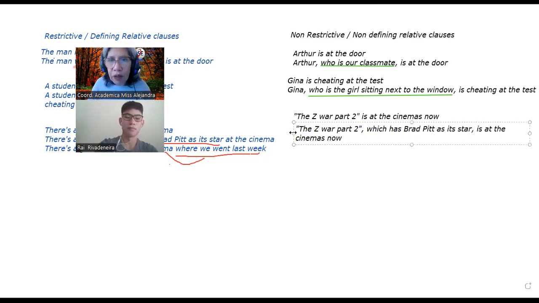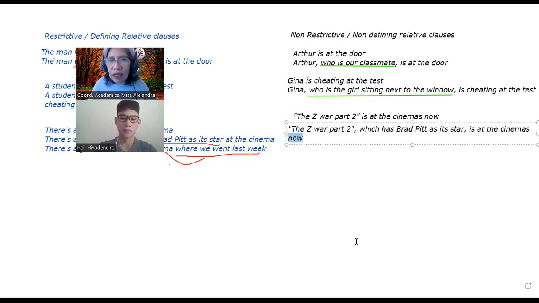The Z word part 2, which has Brad Pitt as its star, is at the cinemas. Okay? In this case, I don't need to know who is the star because I know the name of the movie. So, which has Brad Pitt as its star is additional information. Okay?